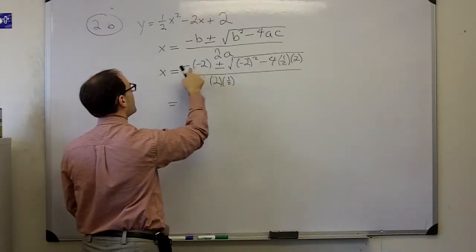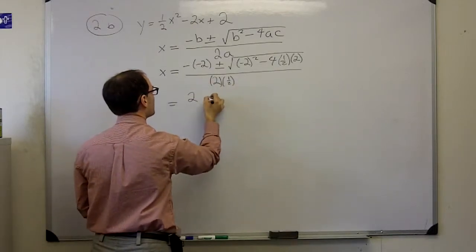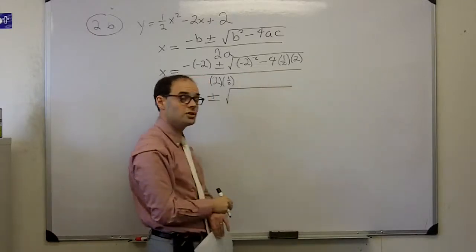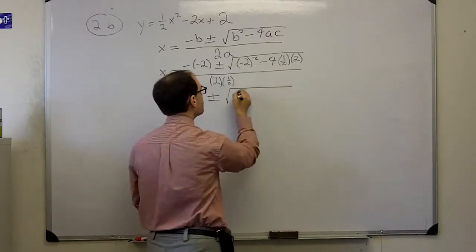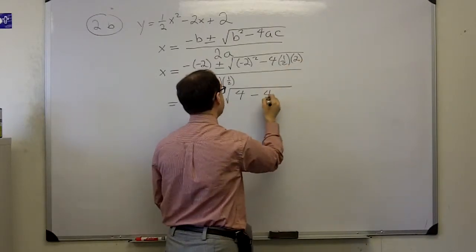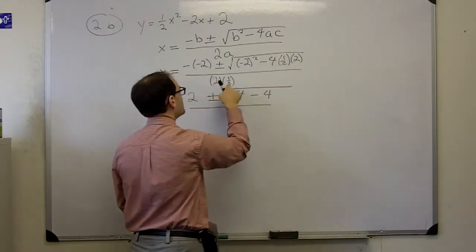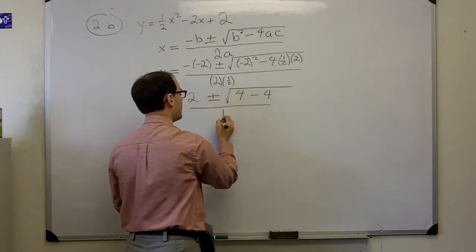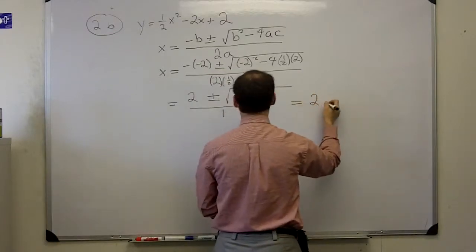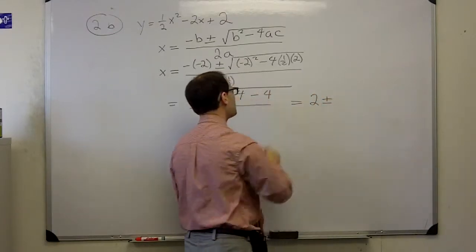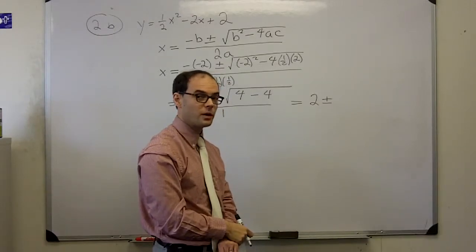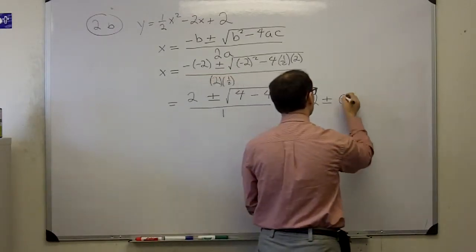Okay, so let's see, the 2 minuses cancel out, so I just get a 2, plus or minus. Let's see, what's negative 2 times negative 2? The negatives go away, negative 4. And here, these 2's cancel out, and I'm left with a 4. Here, my 2's cancel out, and I'm left with a 1. Okay, so this is 2 plus or minus, what's 4 minus 4? 0. What's the square root of 0? 0. What's 0 divided by 1? 0. Oh, okay. Plus or minus 0.